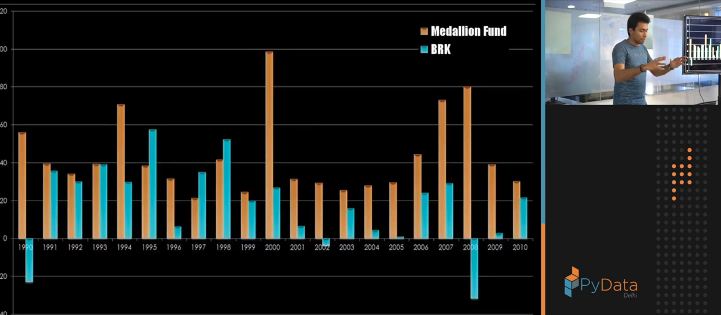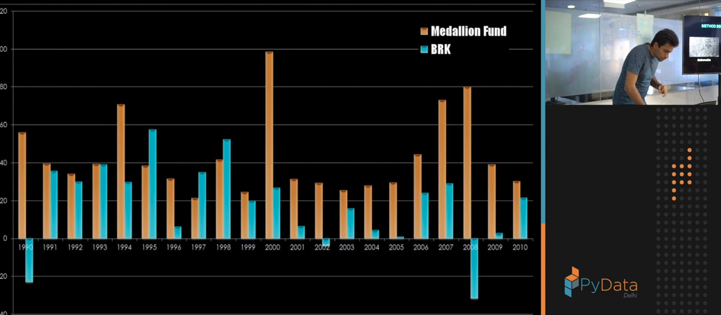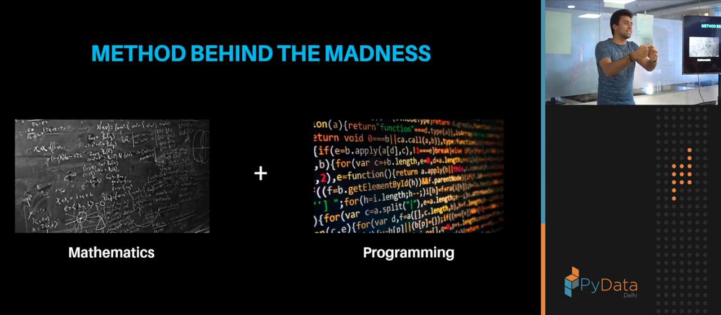And if you want a comparison, Berkshire Hathaway in blue is Warren Buffett's company's annual return compared to the Medallion Fund. And you can see Berkshire Hathaway actually lost money in 2-3 years. These guys have never lost money since 1989. And that's very hard to do when you're trading in the markets, right? So how exactly do they do this? The very broad and generic overview is they combine very robust and rigorous mathematics with very solid programming and computer science. They're optimized down to the motherboard on the exchange that they'll be sending orders to.